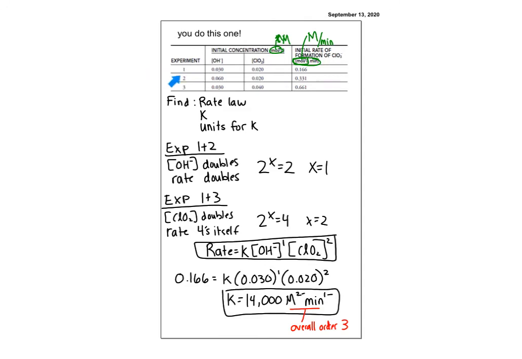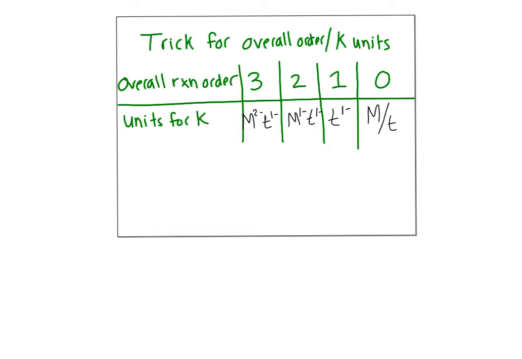You can pick any line you want from the experiment to plug in and solve for K. And then here are my units for K: molarity to the -2, minutes to the -1. I made a note. The overall order of this reaction is 3. So it's first order with respect to OH minus, second order with respect to ClO2. Overall order, 1 plus 2 is 3. That might help us with these units if we want a shortcut instead of trying to cancel out units every time. Okay, so here's my trick.